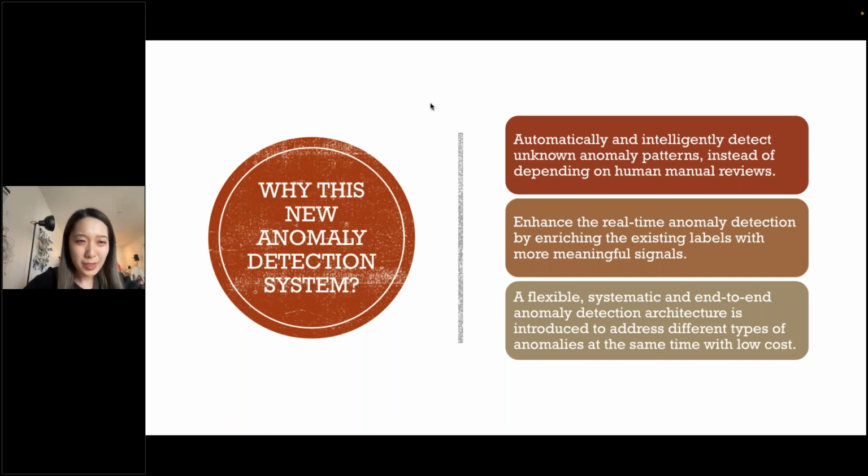So why do we want to use this anomaly detection system? First, we want to automatically and intelligently detect unknown anomaly patterns instead of depending on human manual review, because as I mentioned before, human labeling can be very expensive and not feasible. Second, we want to enhance the real-time anomaly detection system by enriching the existing labels with more meaningful signals. And third, because this system is systematic, end-to-end and very flexible, we can incorporate different algorithms into it, and it can address different types of anomalies at the same time with low cost.